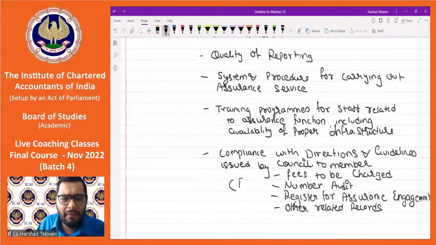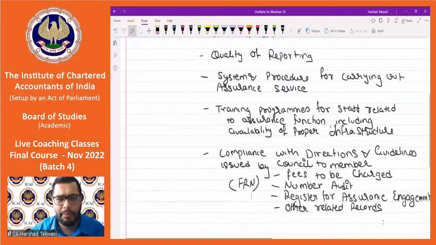If I say, this was the short form, FRN. FRN stands for the firm's registration number with ICAI. So each and every firm has an FRN number. But if you can see over here also, fees, number of audits, and register for assurance engagements, these are the areas with respect to which directions are required to be followed.